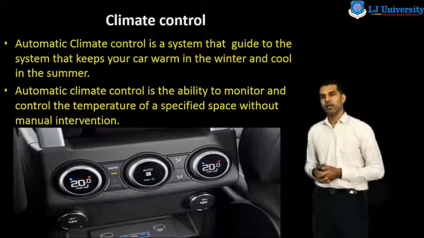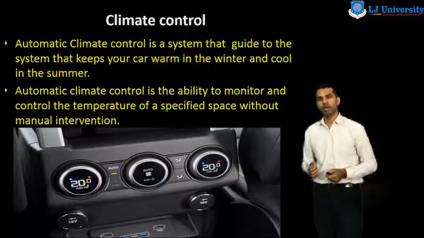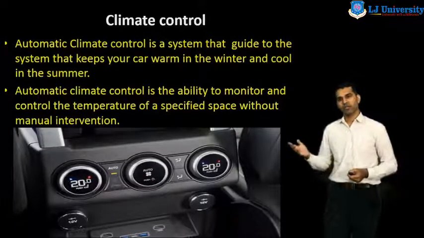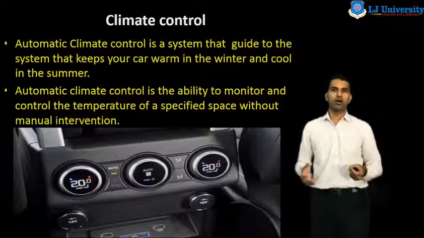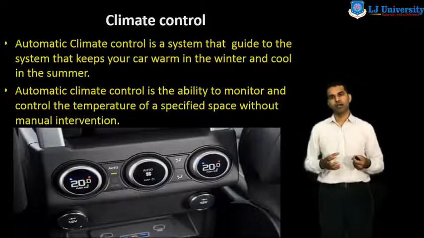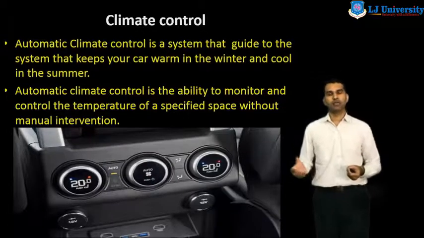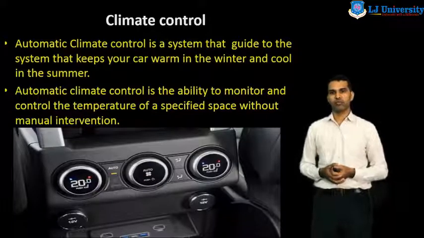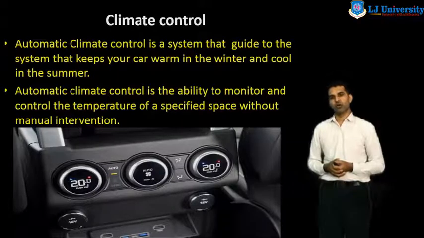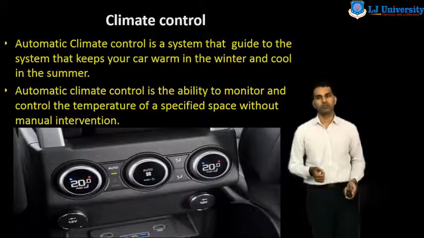Automatic climate control is the ability to monitor and control the temperature of a specified space without manual intervention. So here there is no need to change the temperature; for example, if a person feels hot inside the car, they would have to change the temperature of the AC. But here, this system changes the temperature automatically, as the sensor senses the inside temperature and sets the temperature accordingly.